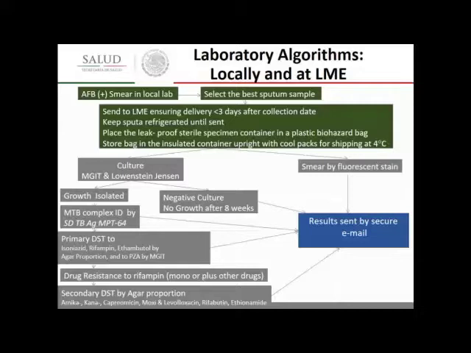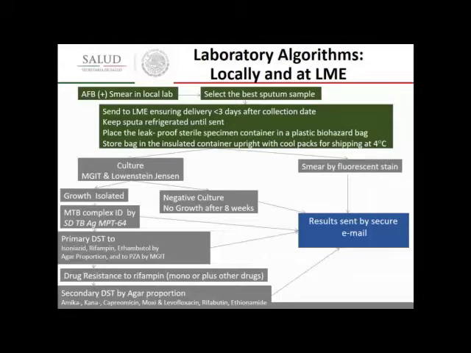The LME laboratory performed the following testing algorithm on all specimens received: smear by fluorescent stain, culture by MGIT and Lowenstein-Jensen media, MTB complex identification by SD Bioline MPT64, and DST for isoniazid, rifampin, and ethambutol by solid media, and for PZA by liquid media. When resistance was identified to rifampin, secondary DST for seven additional drugs, listed in this slide, was performed.